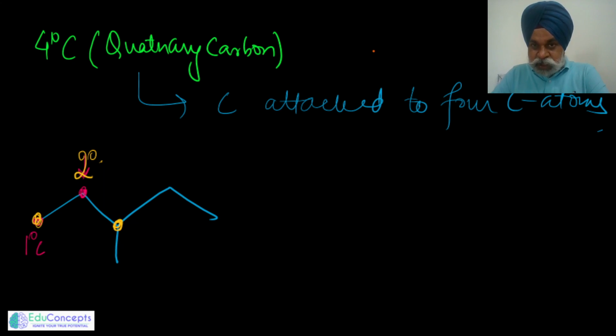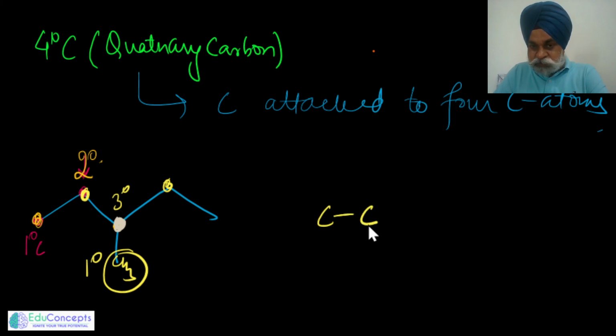And the one which I am now showing to you is this one. This carbon is attached to three carbon atoms. What are those three carbon atoms? One is this, 1, 2, 3. So this would be said as tertiary. This is said as primary. Why is it said as primary? Because it is attached to one carbon only.